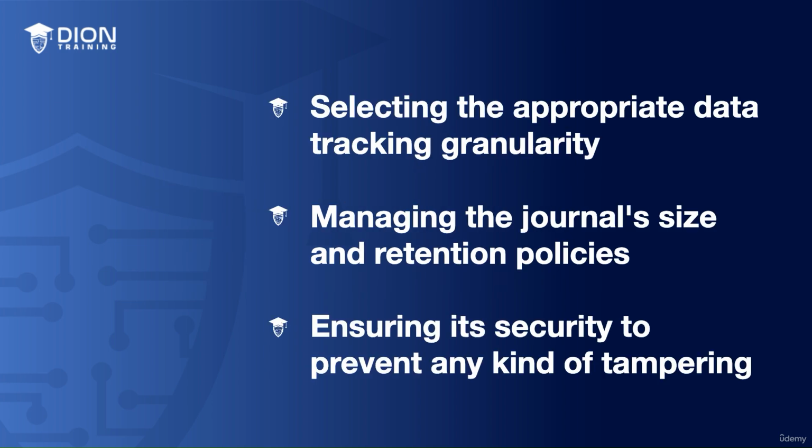Journaling can be implemented effectively if you maintain a strong attention to detail, including selecting the appropriate data tracking granularity, managing the journal's size and retention policies, and ensuring its security to prevent any kind of tampering. By embracing journaling as part of your data management strategy, you not only enhance data recoverability, but you also reinforce the accountability and transparency in your data handling practices.